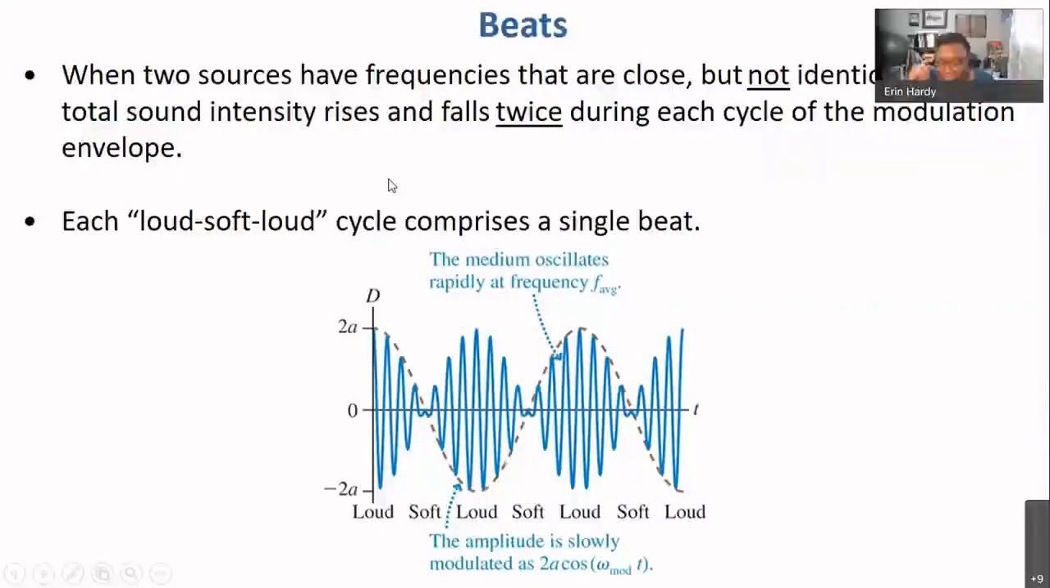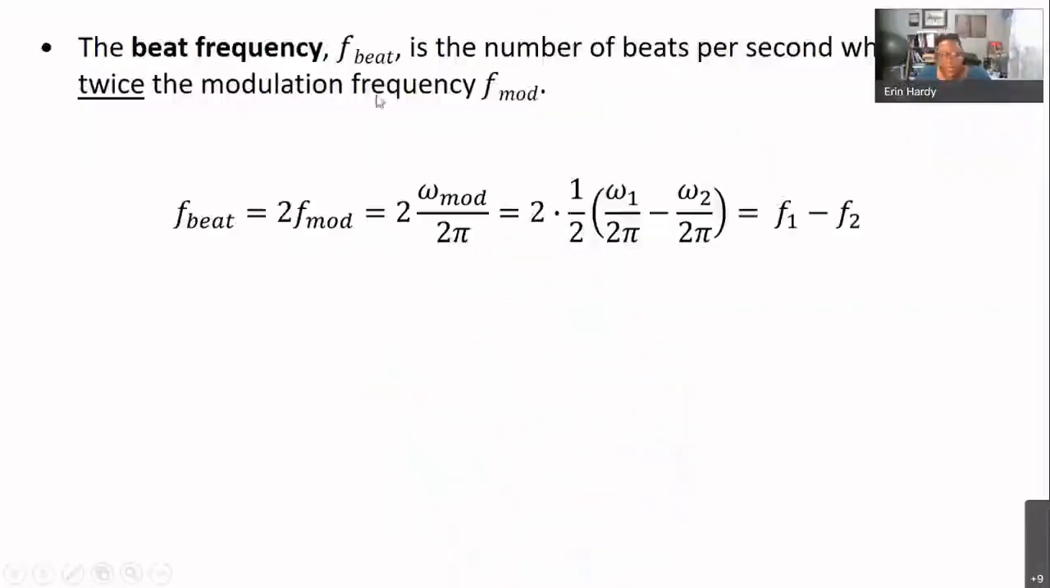So the way that we count a beat requires that we go from loud, soft, loud. For example, if we start here at t equals 0, one beat would be when we get to the next highest peak. So in other words, it's the wavelength of the gray dotted line. So the beat frequency is the number of beats per second. This is something that you would hear as the combination of these two waves, not just one or the other. That is twice the modulation frequency, which is the underlying period from the previous example. So the beat frequency is twice the modulation frequency.